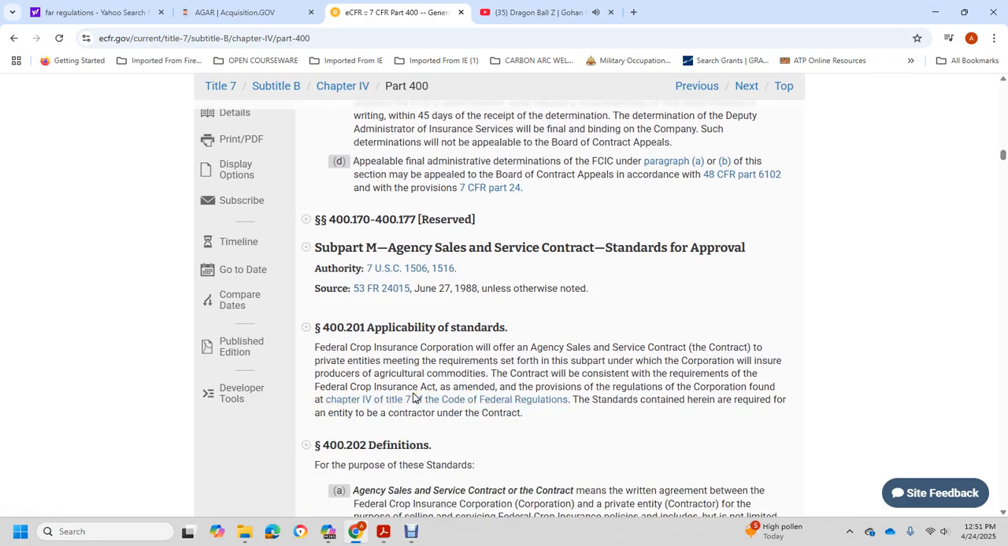402.01, applicability. The Federal Crop Insurance Corporation will offer the agency sales contract with private entities that meet the requirements set forth in this subpart, under which the corporation will insure the procedure for agricultural commodities, with the contract consistent with the requirements of the Federal Crop Insurance Act.